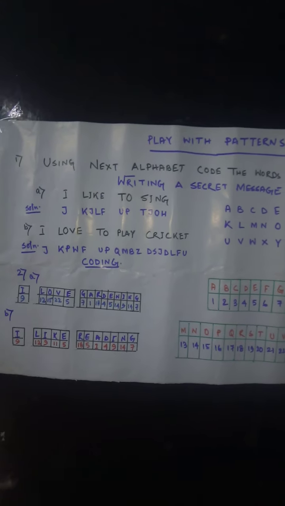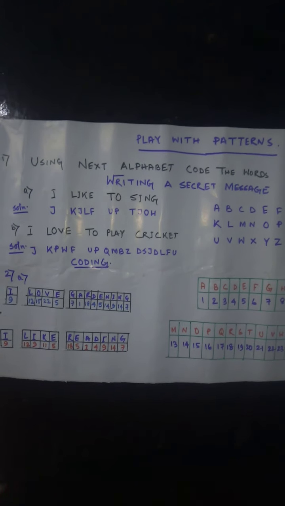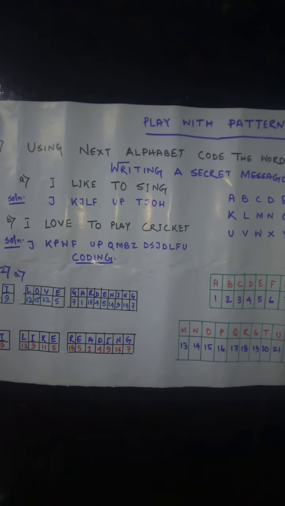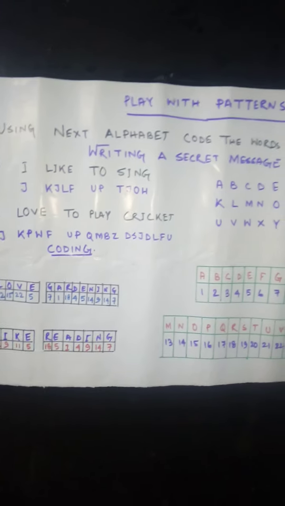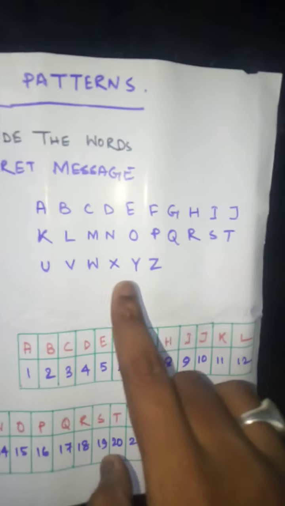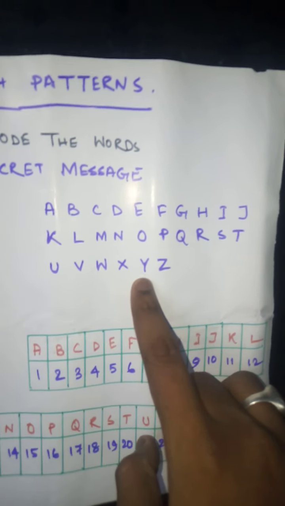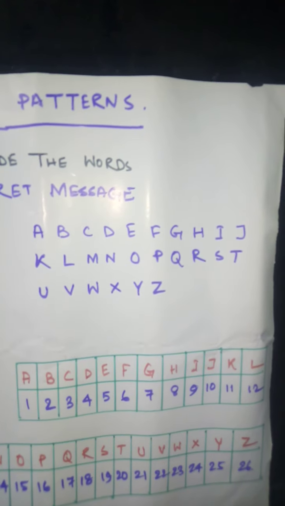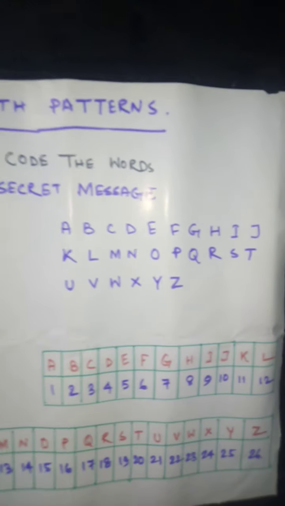In the previous class of Show Me, you used the previous alphabet to code a message. Now we will use the next alphabet, or successive alphabet, to code secret messages. Before doing that, write down all the letters of the English alphabet from A to Z in this manner on the right side of your exercise notebook or wherever you are noting them.